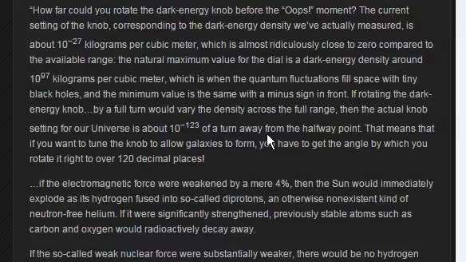If rotating the dark energy knob by a full turn would vary the density across the full range, then the actual knob setting for our universe is about 10 to the minus 123 of a turn away from the halfway point. That means that if you want to tune the knob to allow galaxies to form, you have to get the angle by which you rotate it right to over 120 decimal places.